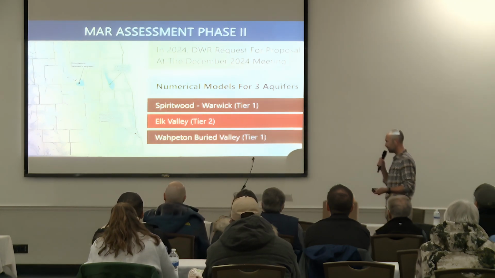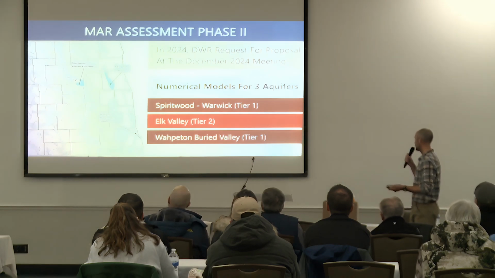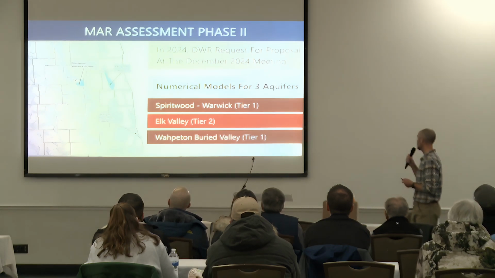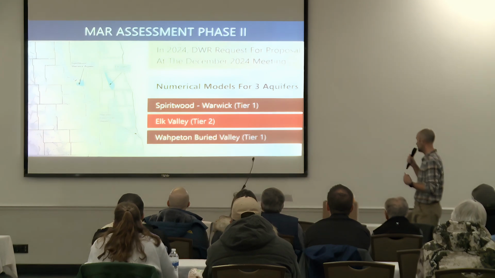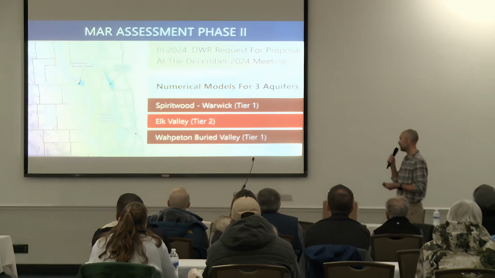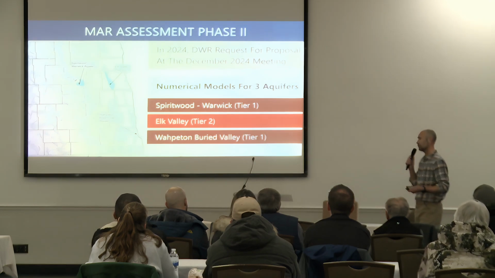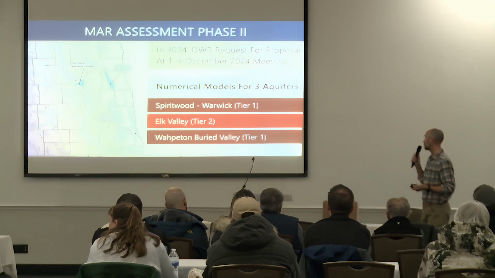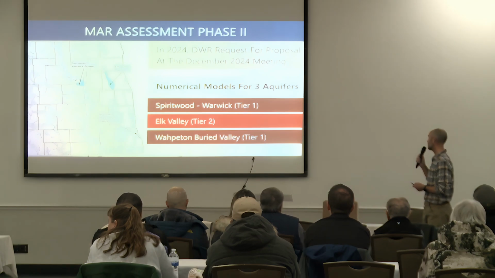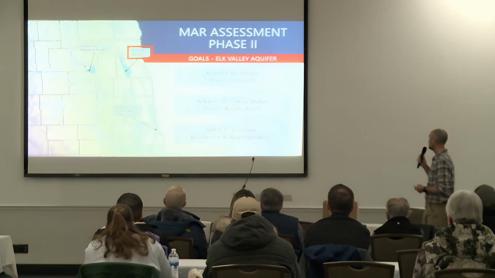So that sort of summarized what the phase 1 outcomes were. And this is actually up for the December 2024 Water Commission meeting for approval, but the proposal here is to take some of the identified aquifers from the report and then develop numerical models for these 3 aquifers, and this will be done through a consulting firm that was basically awarded the request for proposal bid.